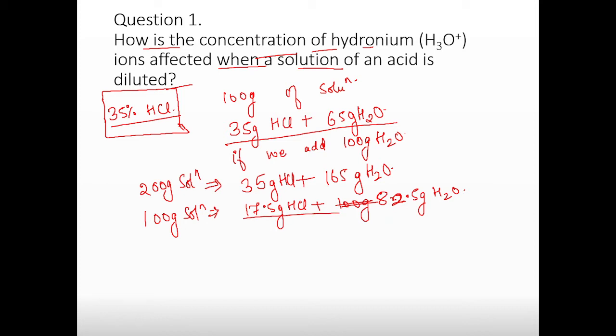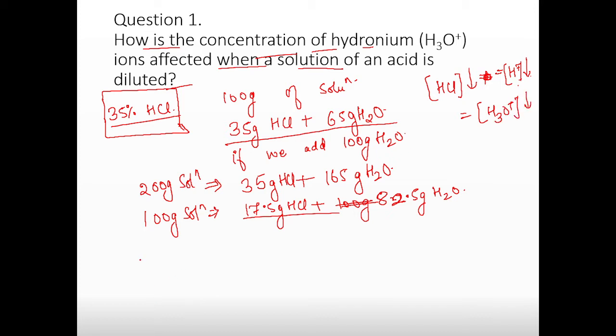And why did I tell you this? Because if the concentration of acid is decreased, then definitely there will be a decrease in concentration of H plus ions also, right? So you can say if H plus ion is decreased, definitely H3O plus ion will also be decreased.